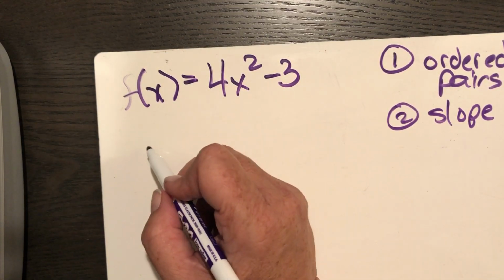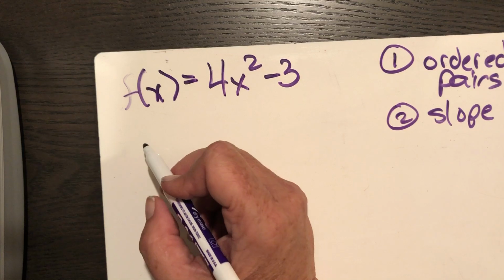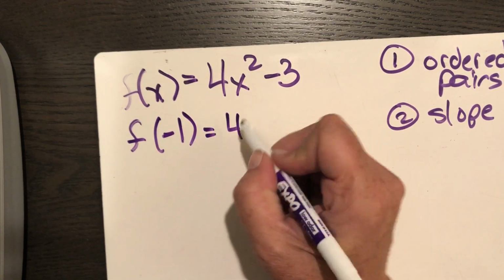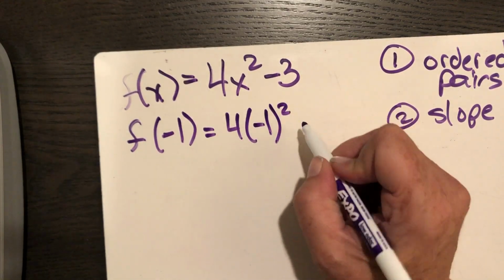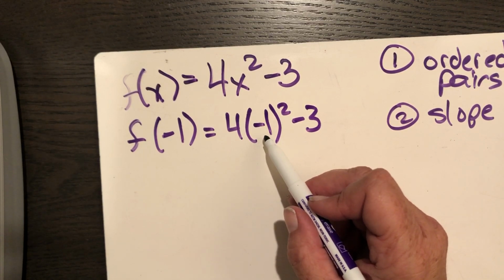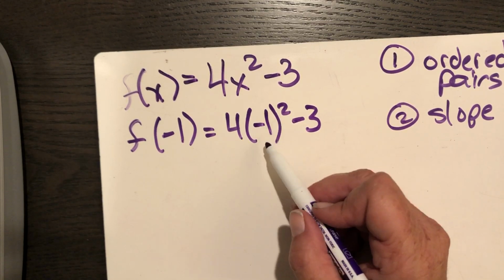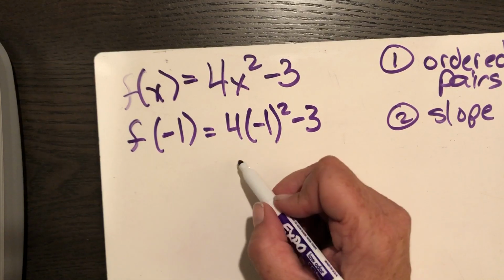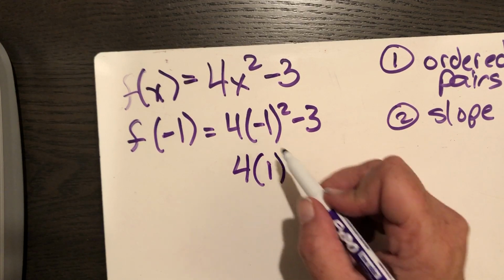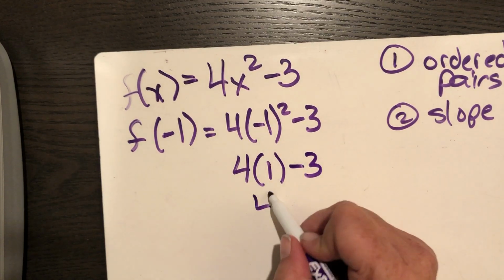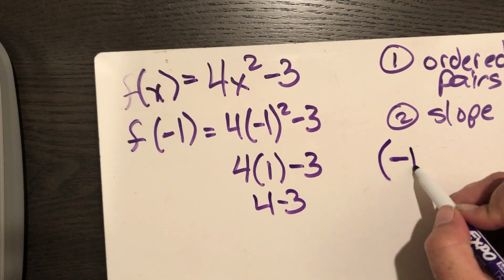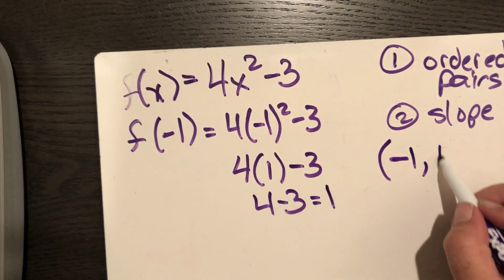So they told us that one of the x's was x equals negative 1. So for f of negative 1, 4 times negative 1 squared minus 3. Anything squared turns out to be positive. Negative 1 times negative 1 is 1. Remember, I'm doing the squaring first. So 4 times 1, minus 3, 4 minus 3. So one of my ordered pairs is negative 1, comma 1.